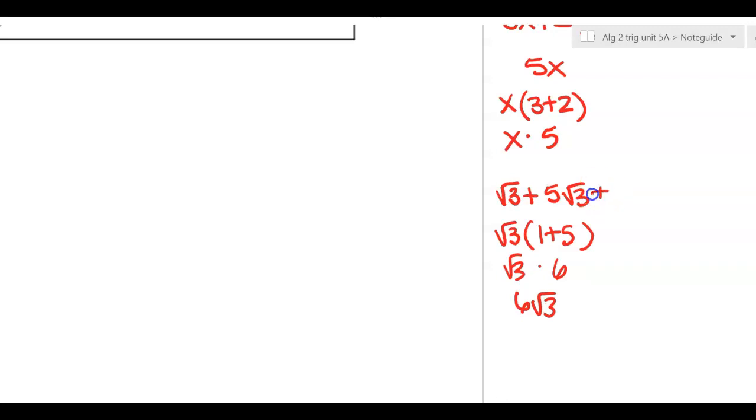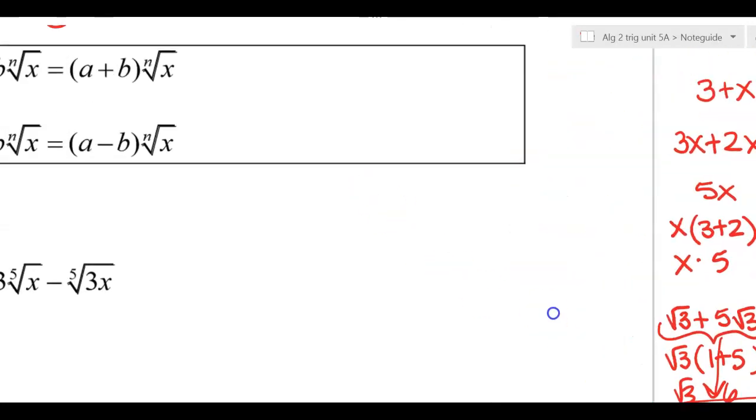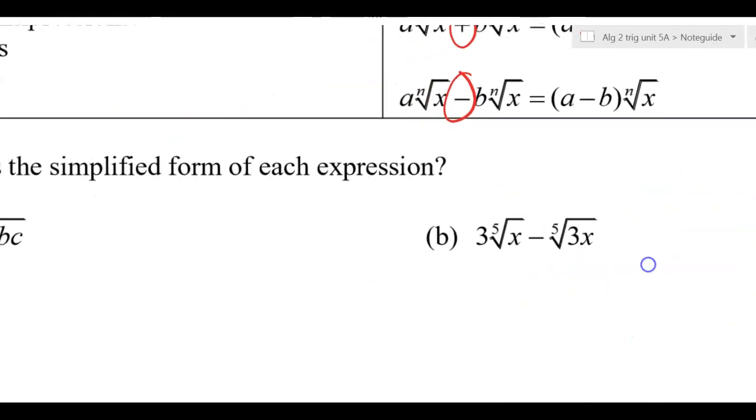If this had another rad 2 in it, we could still combine together these two through this thought process and get 6 rad 3. However, that would not be able to be combined with the rad 2, and we would just have to leave the expression like this, and it would have 2 separate terms. Is that okay with everybody for the basis of what we can combine together and what we can't with addition and subtraction? Okay. So we're going to look at a couple of problems.